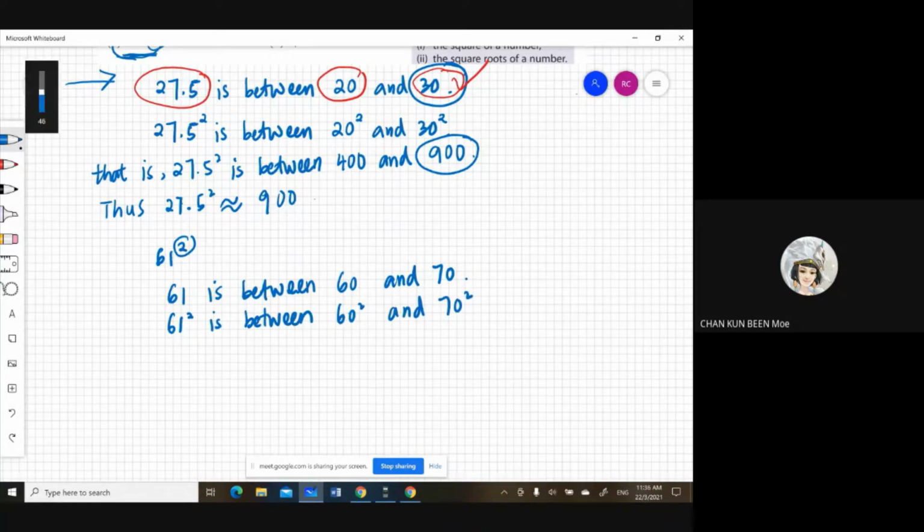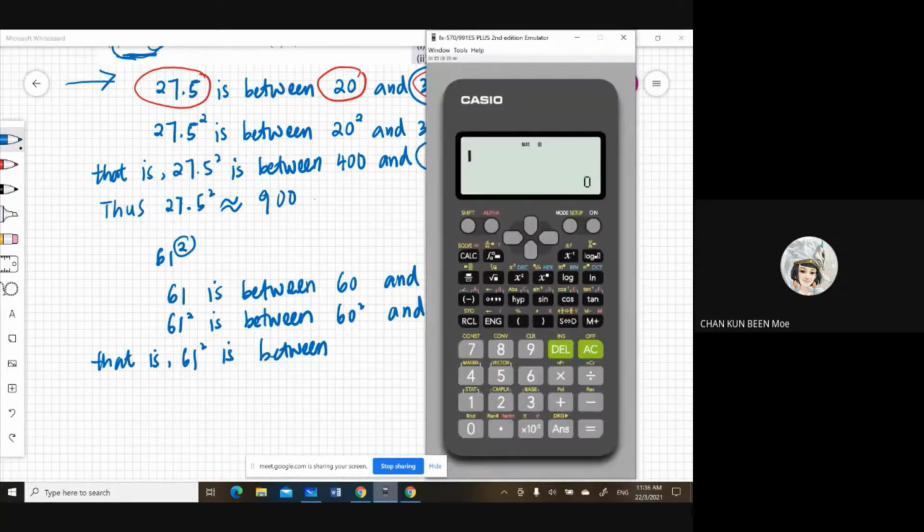Okay, you can hear me clearly, right? Yes. I increased the volume so that you can hear clearer. Okay, so continue from there.